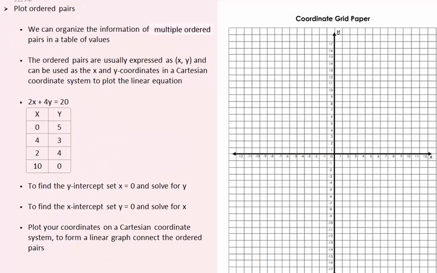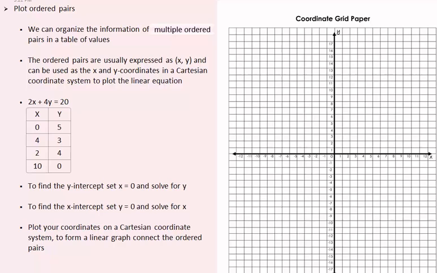When we have a linear equation with two variables, we can use ordered pairs to plot the line of our linear equation. We can organize multiple ordered pairs into a table of values. The ordered pairs are usually expressed as x comma y and can be used as x and y coordinates in a Cartesian coordinate system to plot our linear equation.